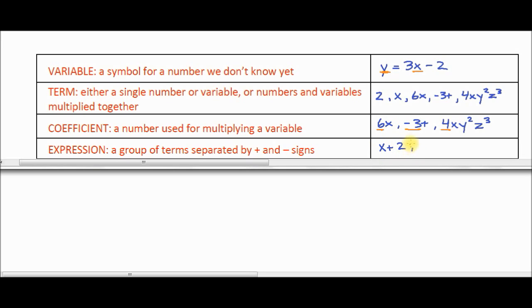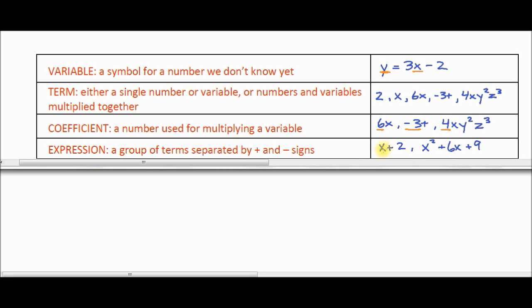That qualifies as an expression. Here's another expression. We'll be seeing a lot of this in this semester. x squared plus 6x plus 9. This is a quadratic equation actually, but in this case it's an expression. Sorry, I should have said quadratic expression.